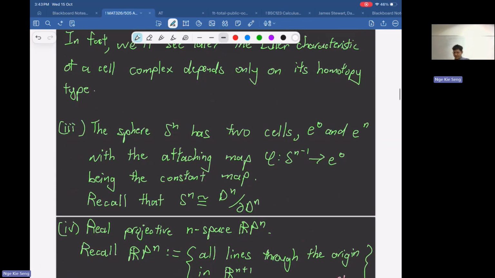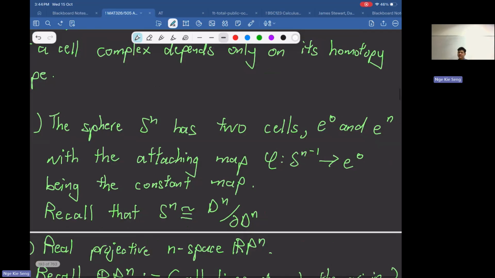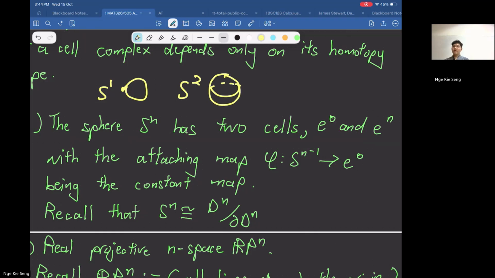How about spheres? Sn. How do you build a sphere? I already built X1 for you just now. So X1 is 1 point plus 1 cell. How about X2? How do you build this? You take a cloth and then identify the boundary of the cloth. So you need a point and a 2 cell.